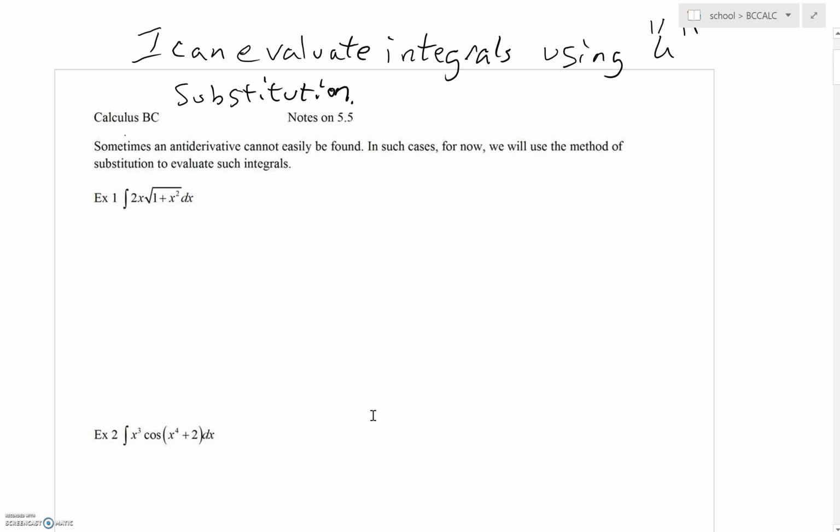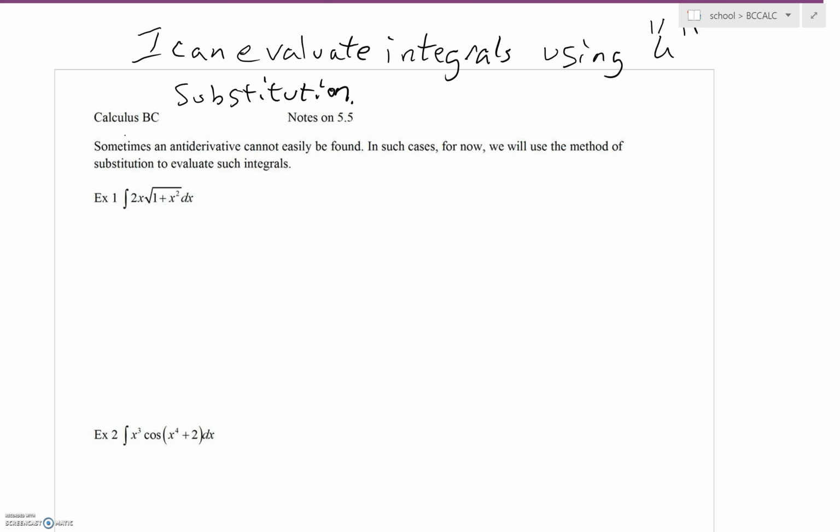Calculus BC, we're looking at section 5.5. Our learning target, you can see at the top: I can evaluate integrals using u-substitutions. And look at this opening statement. Sometimes an antiderivative cannot easily be found. In such cases, at least for now, we will use the method of substitution to evaluate such integrals.